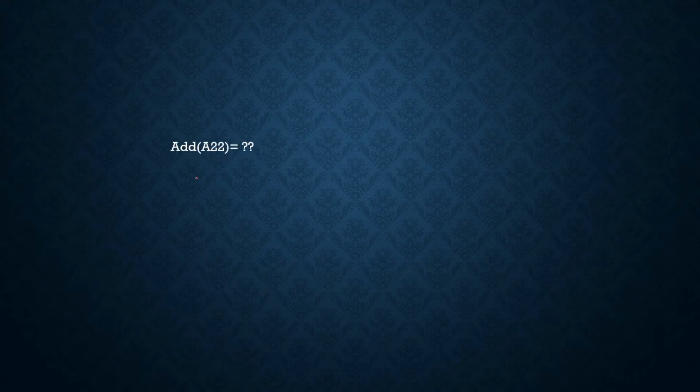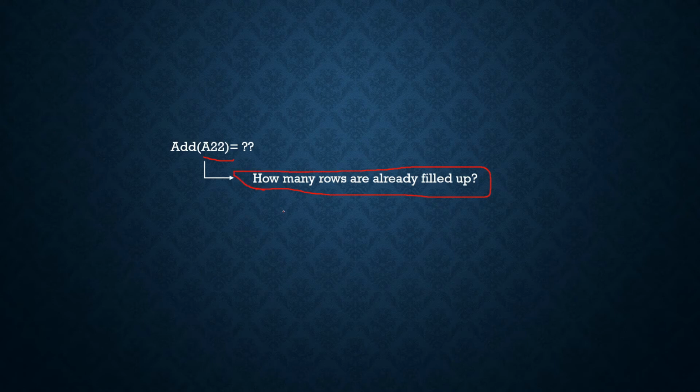So how do we find the address of A22? We want to find the address of A22 for a two-dimensional array. First of all, one question arises: how many rows are already filled up? For A22, we can say two rows are filled up because of these two values.